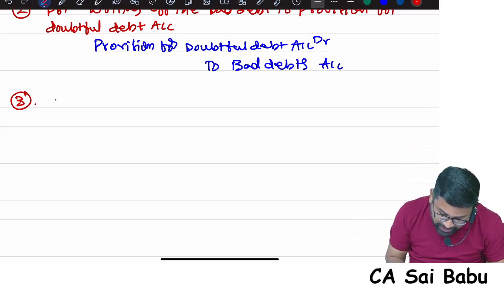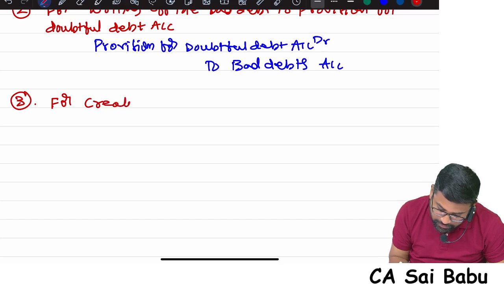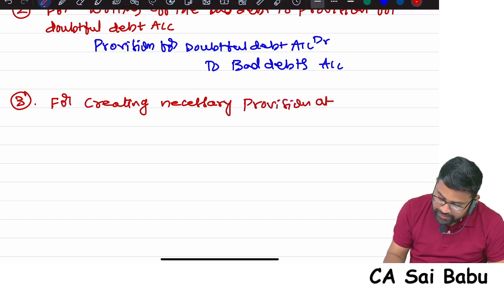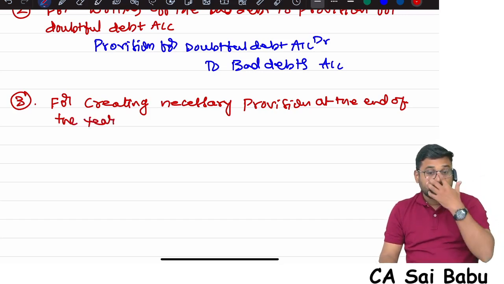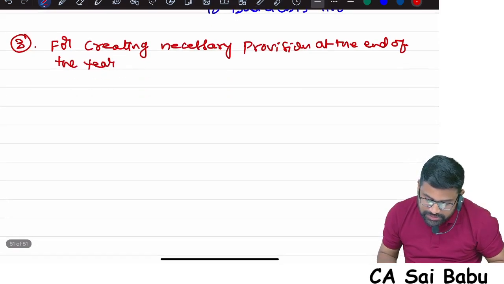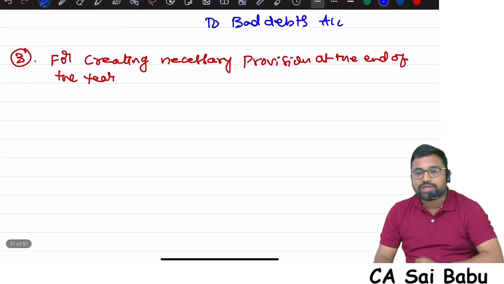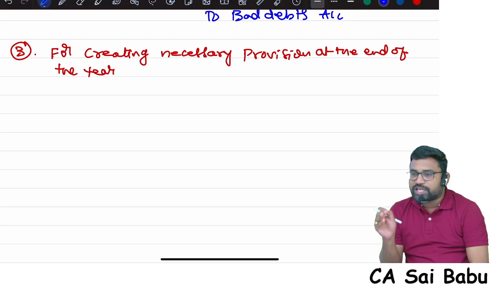So that's why the next entry is for creating the necessary provision at the end of the year. Suppose when you want to create a provision for some amount, what is the entry? What is the entry for creation of provision for doubtful debts?